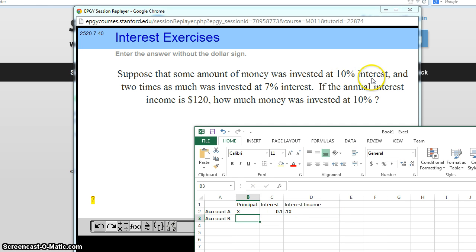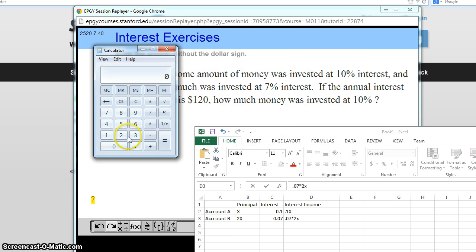Now account B, it says, and 2 times as much was invested at 7% interest. So account B is going to be the 0.07, that's the 7% interest account. And the principal is 2 times as much as in the first account. So that's going to be 2 times x. And again, to get the interest income, we multiply the principal by the interest rate, and you get 0.07 times 2x.